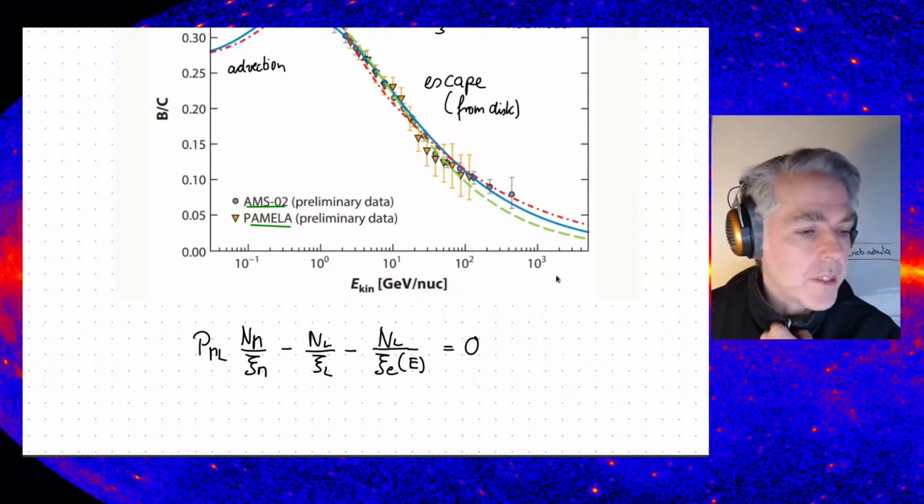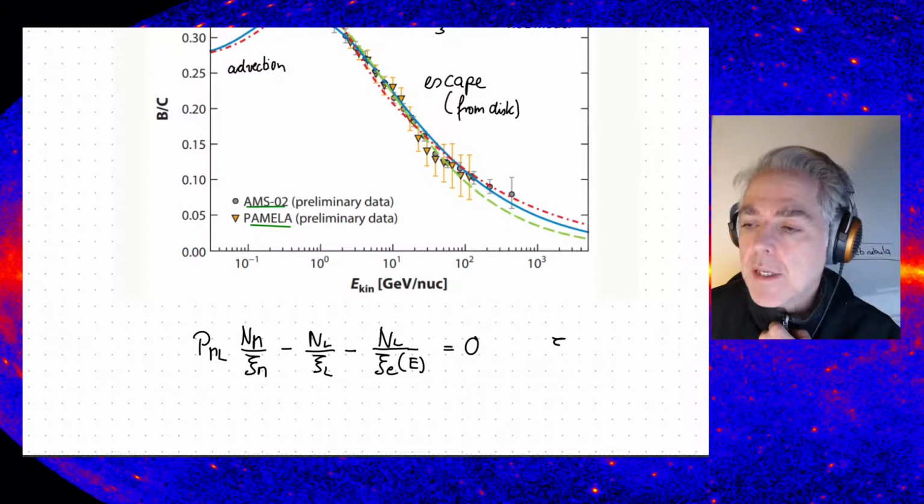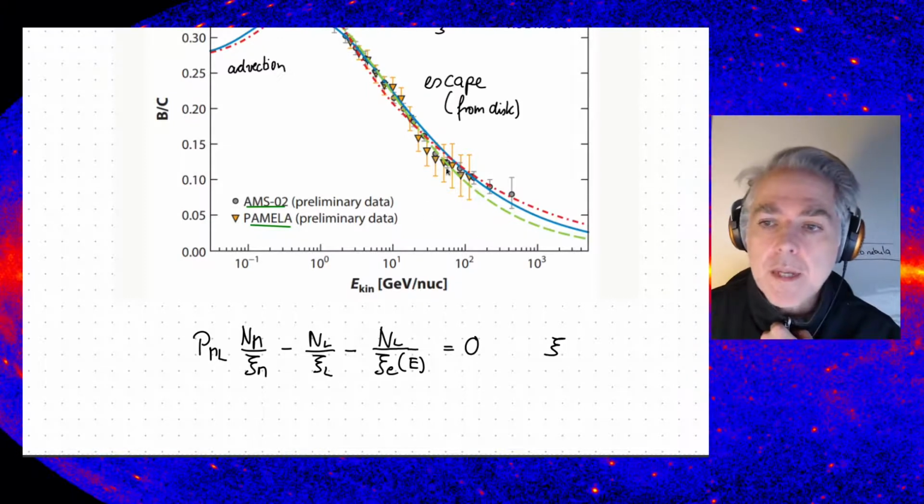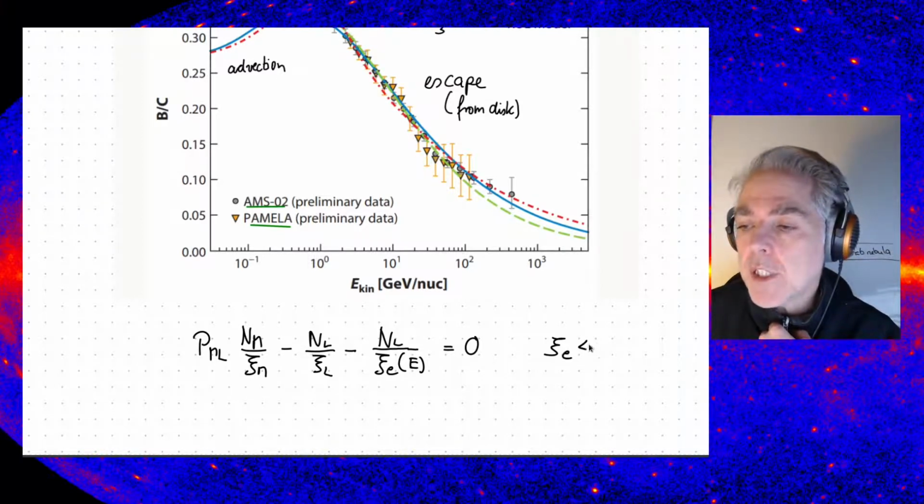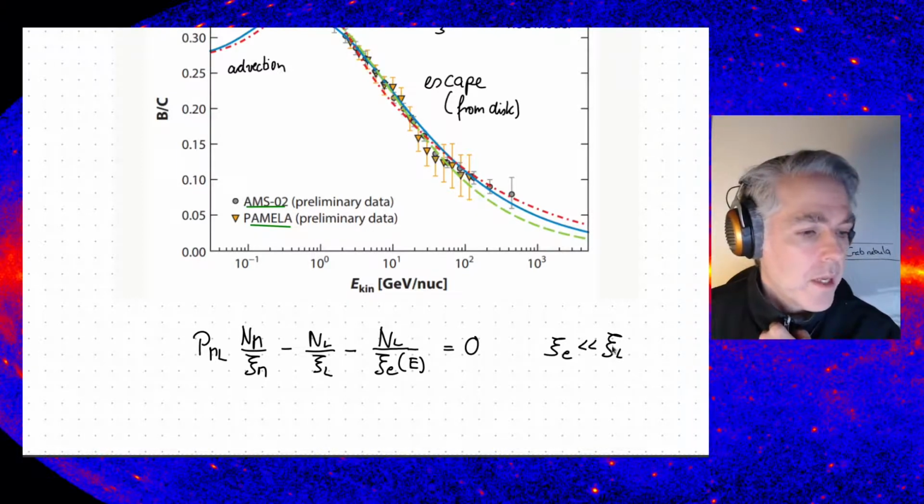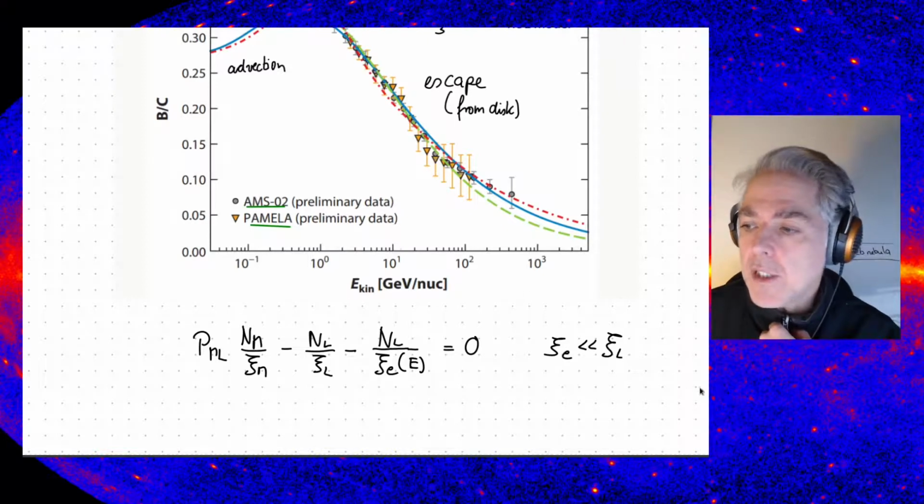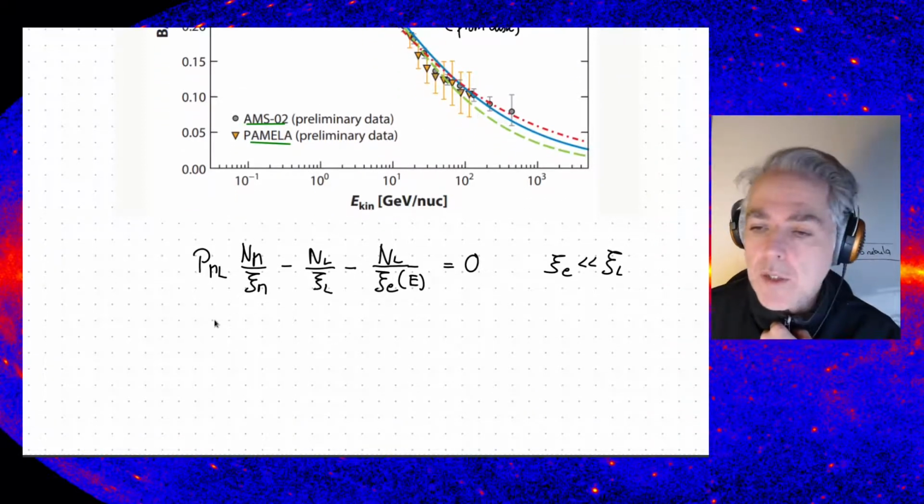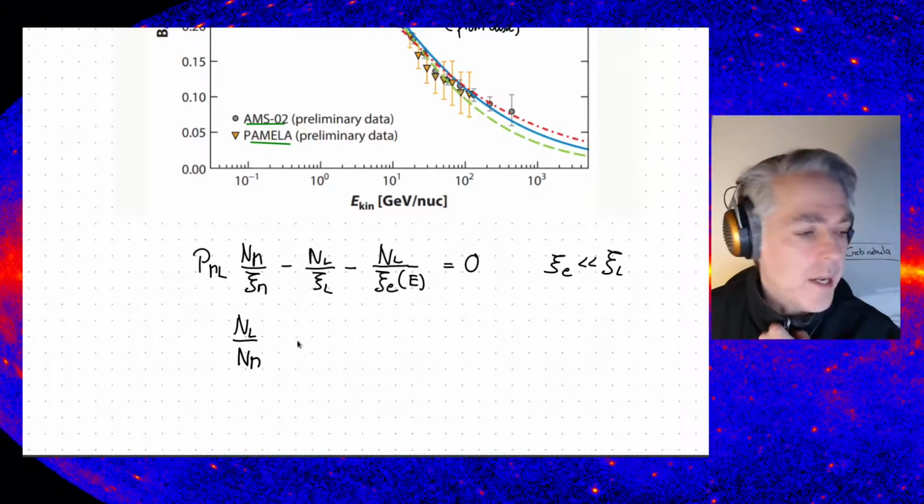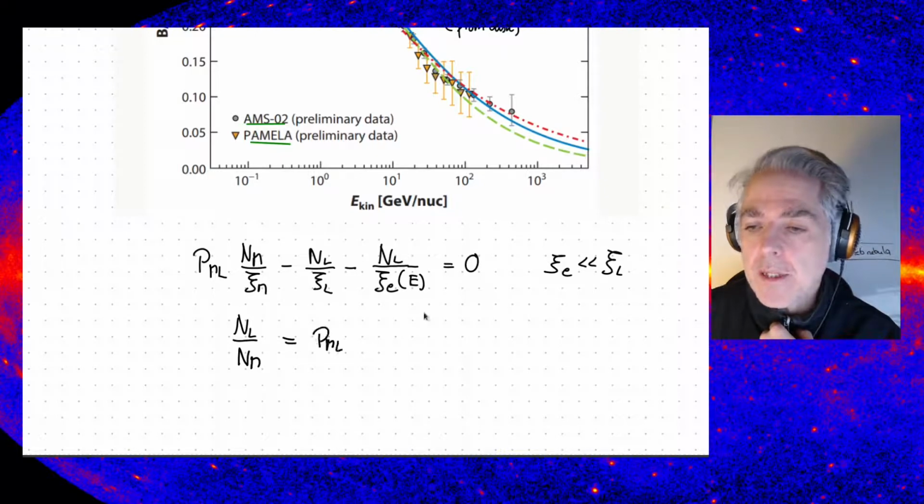So it remains constant. And if we now assume that at this part over here, escape becomes dominant because you don't produce much boron anymore, then Xi escape must be much smaller than Xi L or Xi m. This is true for above, let's say, 10 GeV. Then we can solve this equation again in the same way. We can calculate NM, and that would be PML. If this term can be neglected, then we have just this equation. So the NM and the NL, we can calculate the ratio.